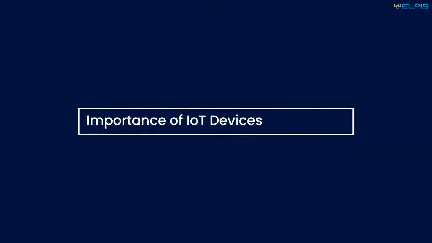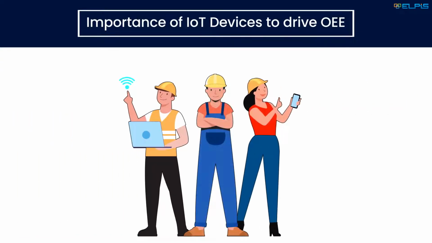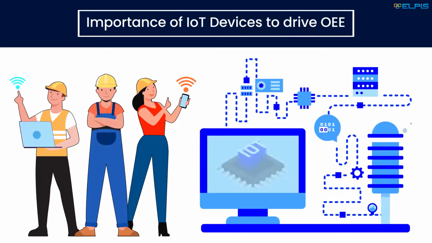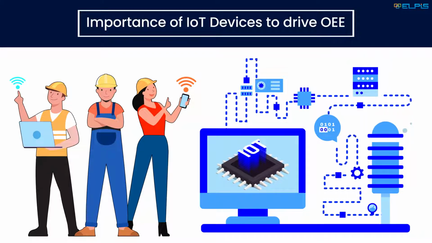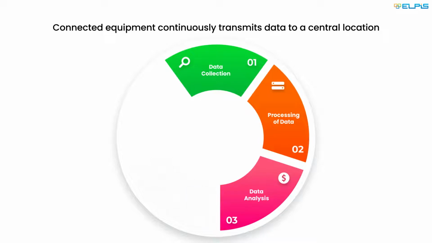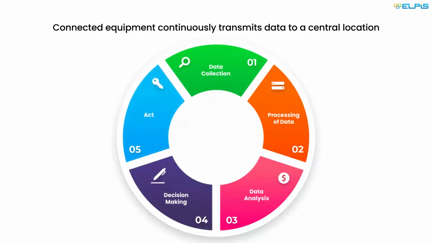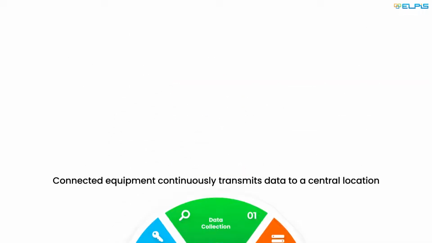Importance of IoT devices to drive OEE. IoT devices help manufacturers to improve their OEE with detailed understanding of equipment through instrumentation, connected devices like sensors, and data analytics. Connected equipment continuously transmits data to a central location. By processing and analyzing the data, predictability of system productivity and efficiency can be managed using the IoT device.